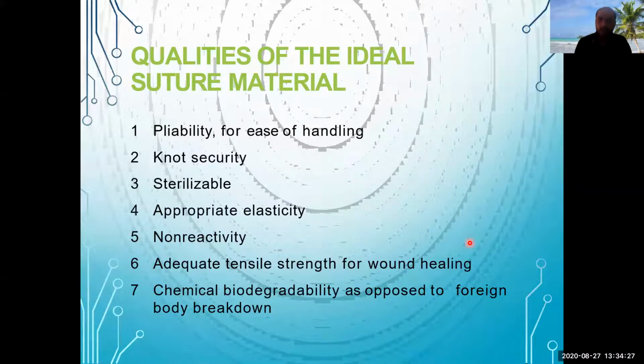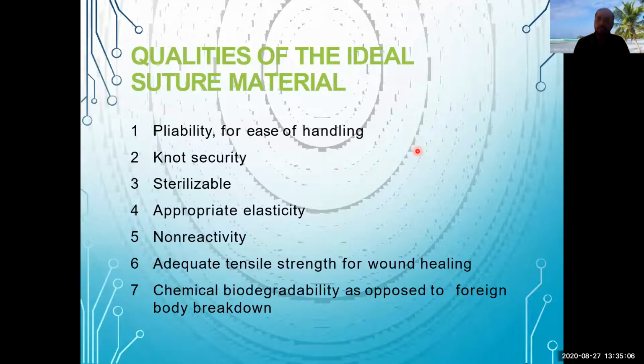So what are the qualities of an ideal suture material? It should be pliable for ease of handling. Pliable means foldability; it should be easily handled. If it is very stiff and we cannot fold it, then there is a problem. So pliability is a must, then security. The main purpose of the suture is to reduce the gap. If you do the suturing and the knots are not secure, then it will not be beneficial. So knot security is also a requirement.